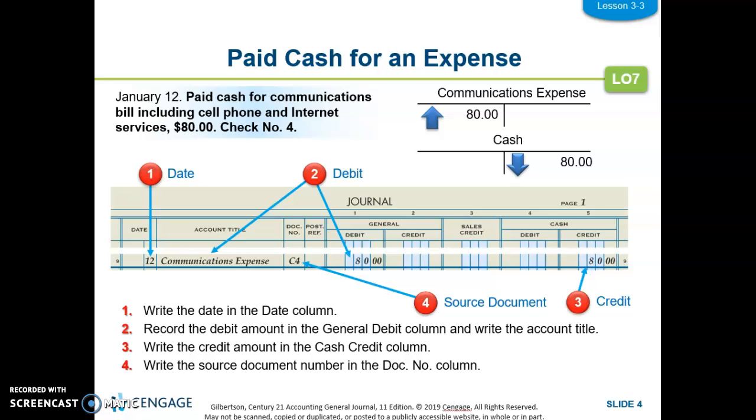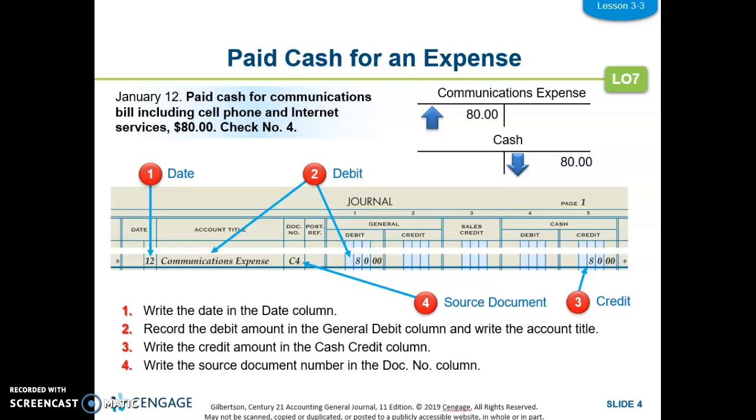To know what your expense title is, you would need to look at your chart of accounts and find the title that best fits what expense you are paying. They won't do anything that will confuse you, so if you just look at your chart of accounts, it should make sense to you. So our expense account is increasing with a debit and our cash is decreasing with a credit. So we will record our date.